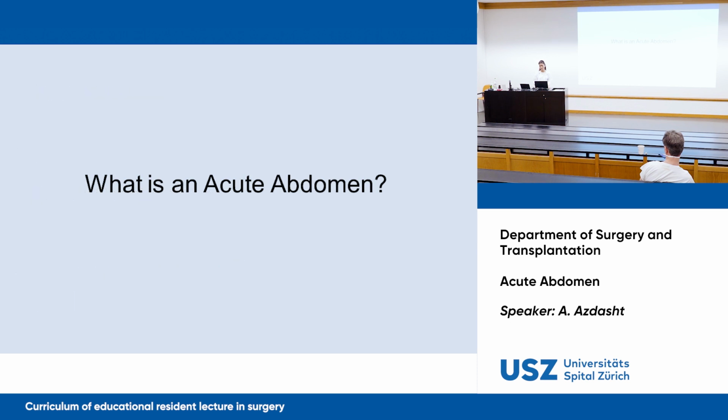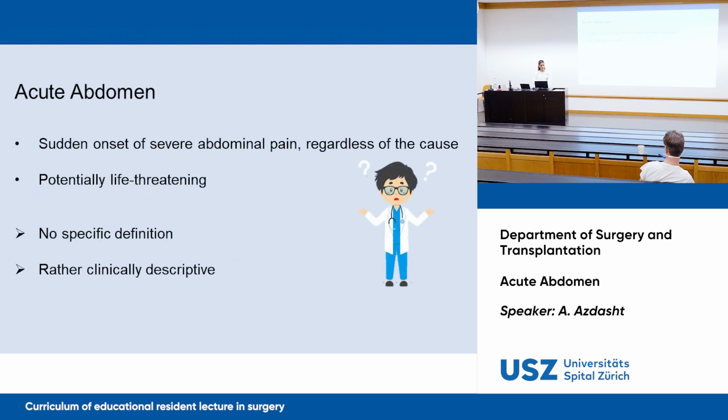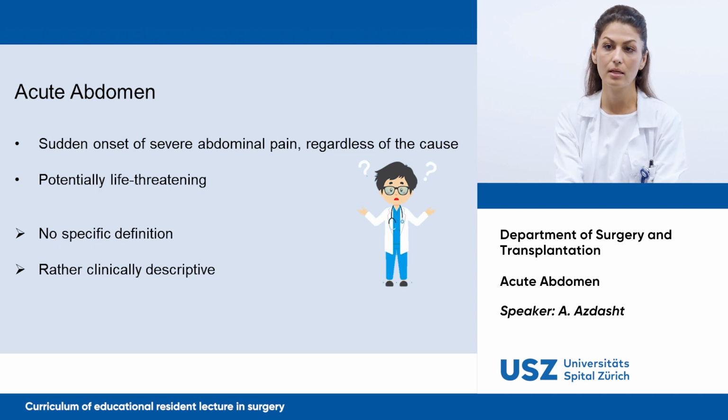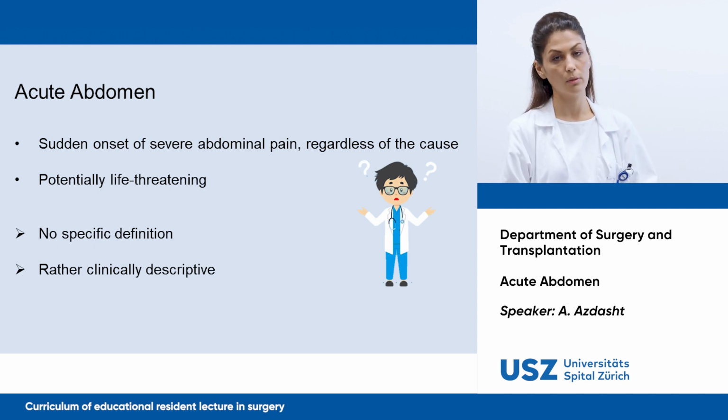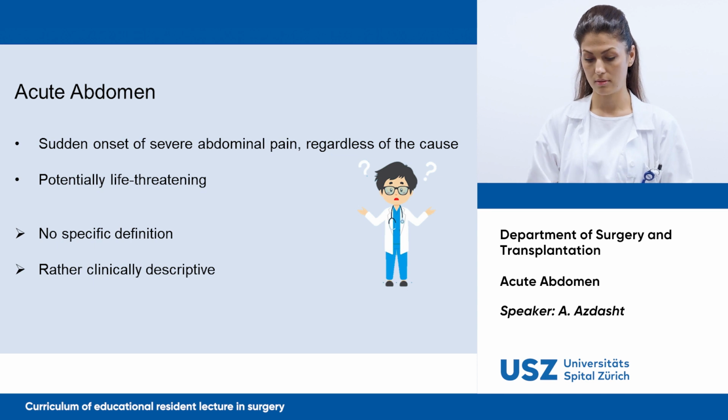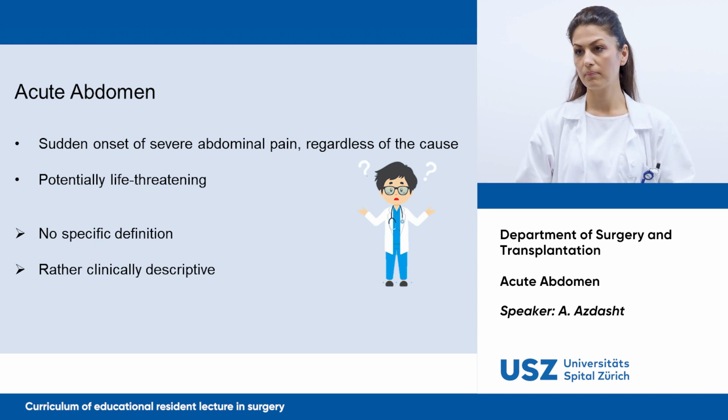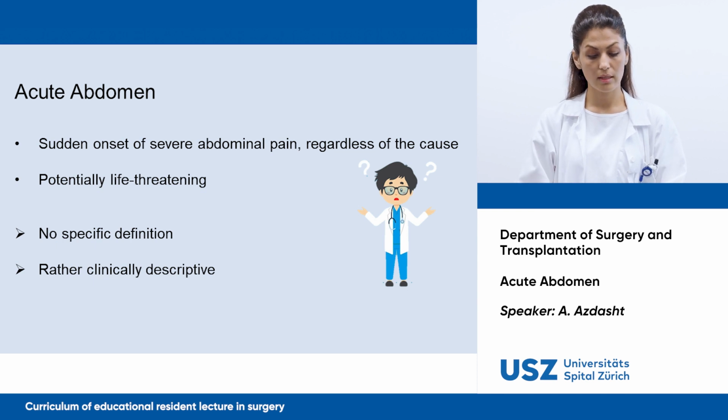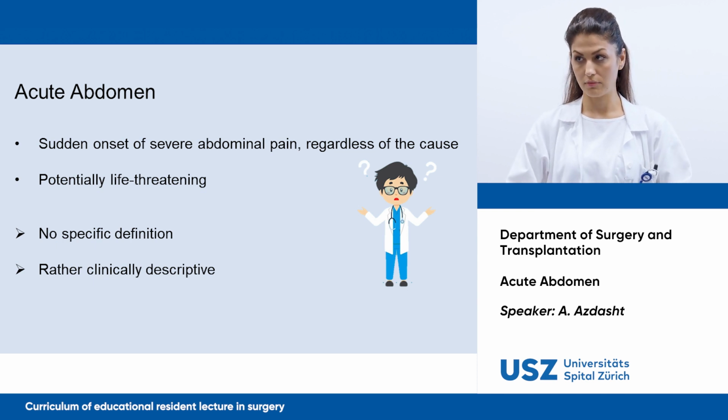But what is an acute abdomen really? Can we define it? Of course, there is a definition of an acute abdomen. It's defined as a sudden onset of a severe abdominal pain regardless of the cause. Well, that doesn't really help a lot, right? So as we know, there is no specific definition of an acute abdomen, as it is not a diagnosis. It's rather a term used clinically descriptive.